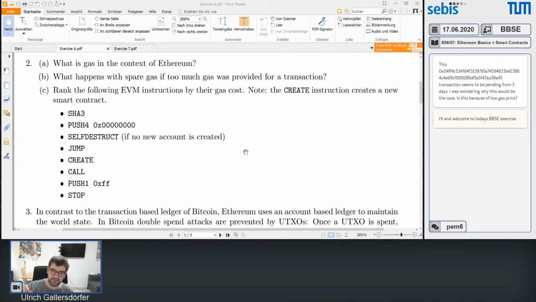Okay, let's take a look at C. That's an interesting question, I think, because it gives you a little bit of a feeling for what's going on. Rank the following EVM instructions by their gas cost. Note the create instruction creates a new smart contract. That's something I want to look at together with you and discuss a little bit, because we have a very nice document, and that is, you guessed it, the Ethereum yellow paper. Let's take a look.